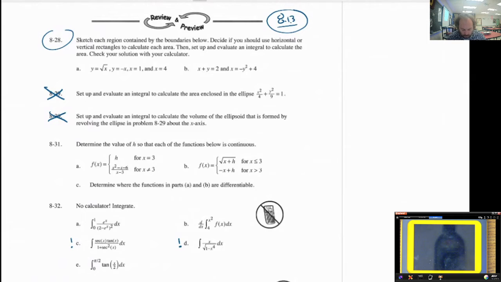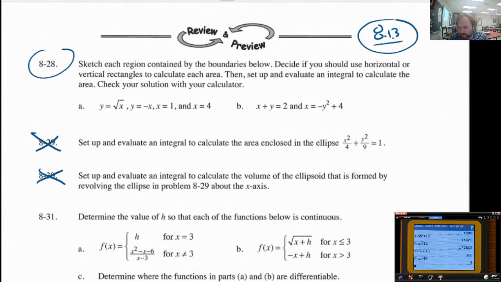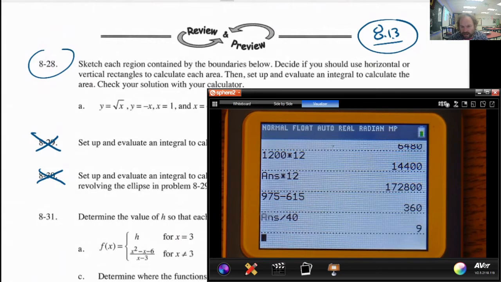We're going to sketch each region contained by the boundaries below. Decide if you should use horizontal or vertical rectangles to calculate each area, and then set up and evaluate an integral to calculate the area, and then check the solution with a calculator. That's an awful lot to do for these problems, but you'll find that with the graphing calculator at your side, this will be very easy. So let's look at question A first.